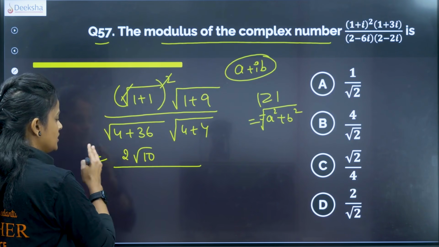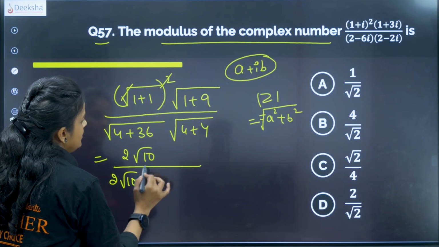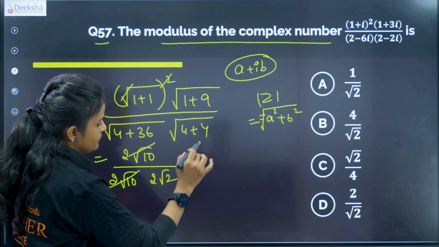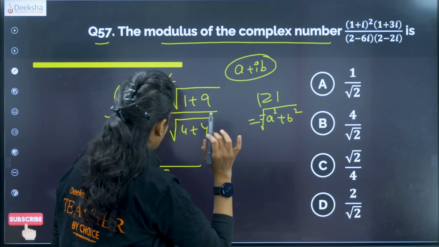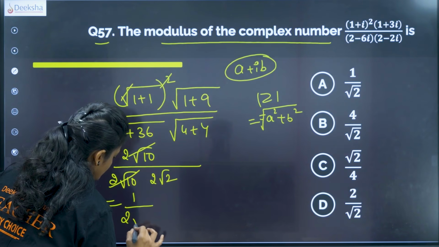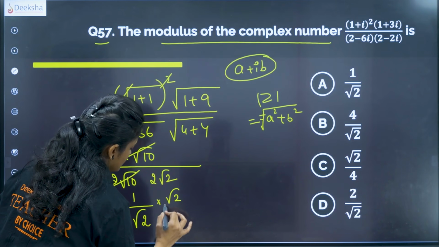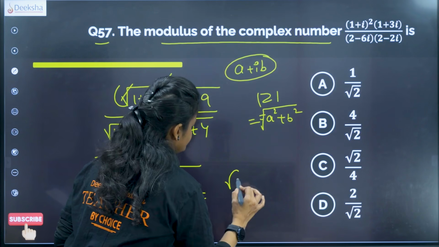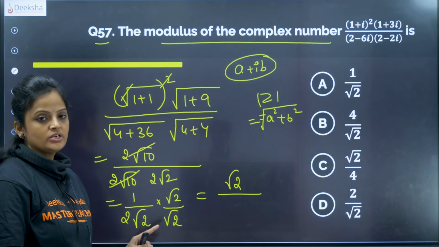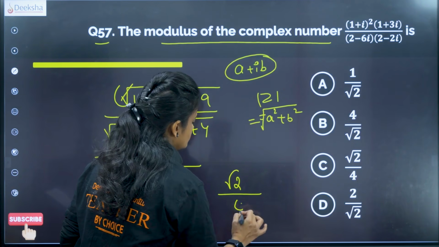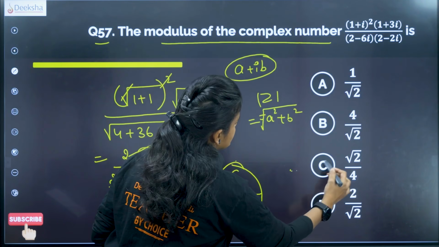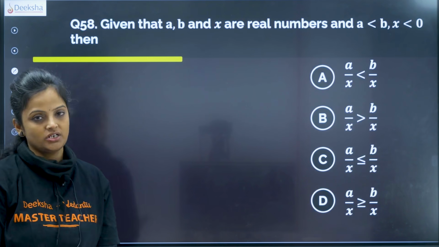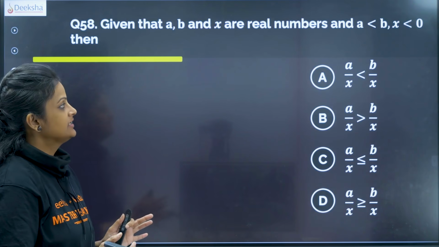Here 40, if we take 2 outside, again I will get 2 root 10, and here we have 2 root 2. Cancel and we have 1 by 2 root 2. It is not there in the options, so we will simplify and get the answer. Root 2 divided by root 2 is 2 into 2, 4. So at least this answer we have. Yes, we have that in option C. Okay, simple. Let's see the next question. Very simple, just think logically.